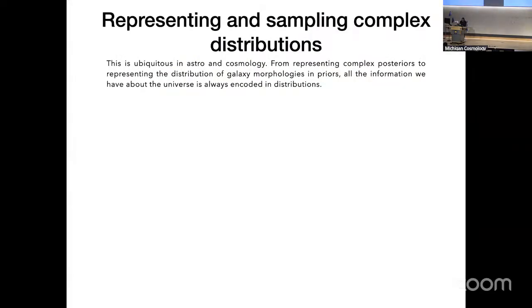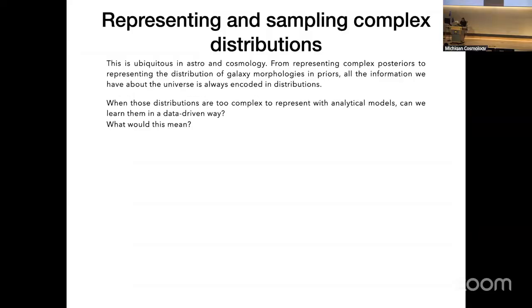OK, so basically, the diffusion model is a way of representing very high dimensional and complex distributions and sampling from them. This is a problem that we have a lot. Those distributions can be very complex and very high dimensional, so it could be that with analytical models we cannot represent them. So the question is, could we learn those really high dimensional, very complex, very multimodal distributions from data itself?